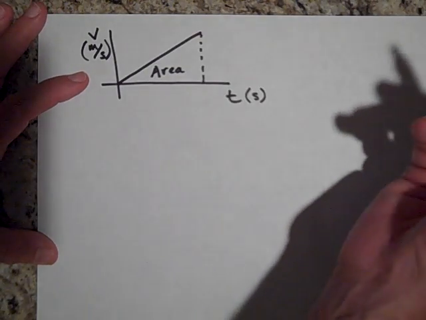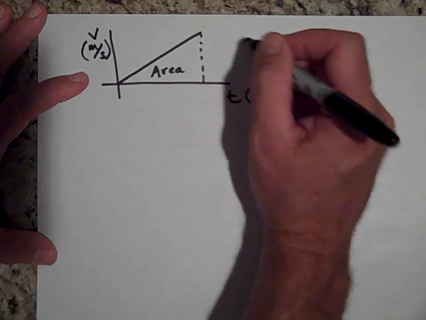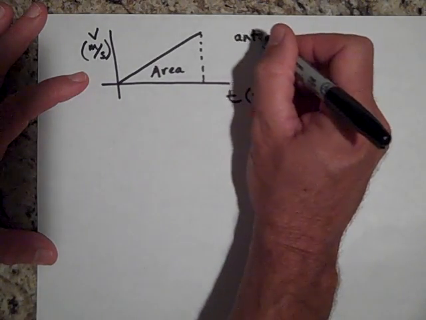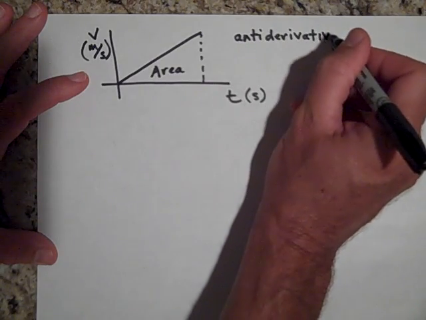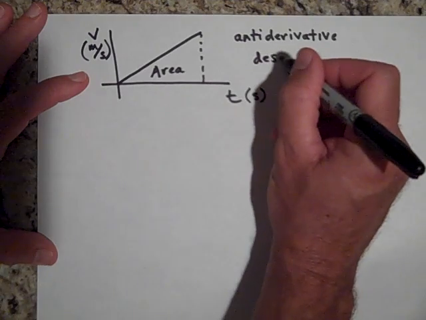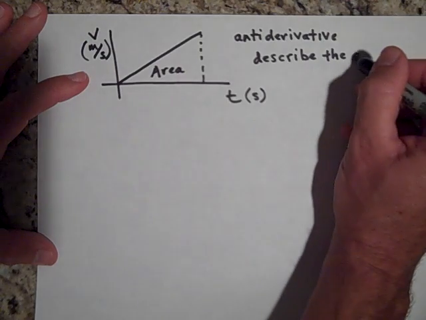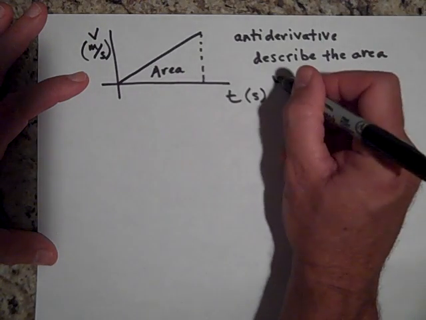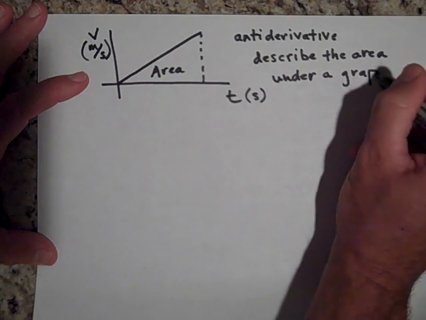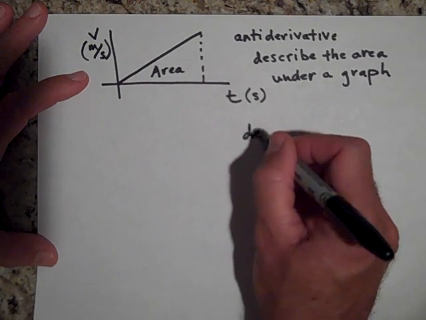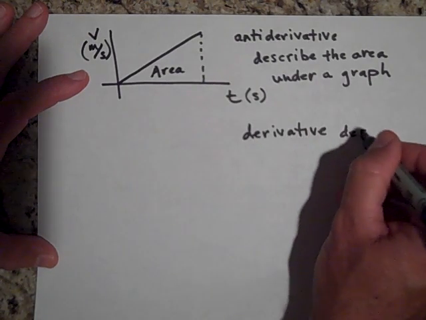And so the last thing I'm going to tell you for this part is that the antiderivative describes the area underneath a graph, just as the derivative describes the slope of a graph.